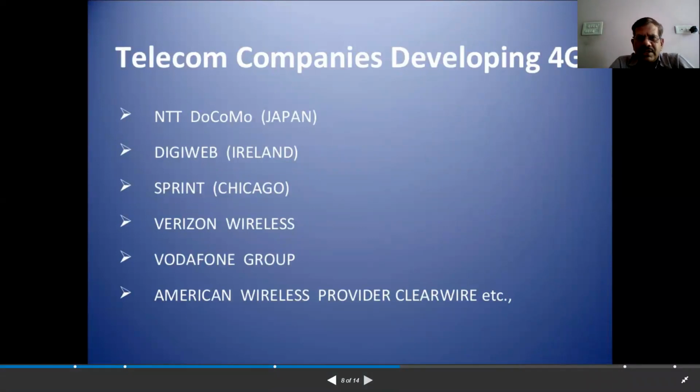Telecom companies developing 4G include NTT DOCOMO Japan, DigiWave Ireland, Sprint Chicago, Verizon Wireless and Vodafone Group, American wireless provider Clearwire, etc.